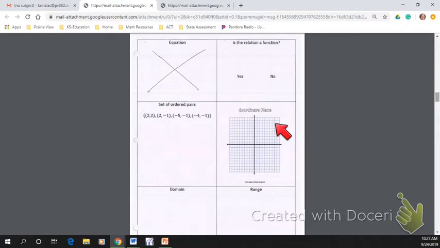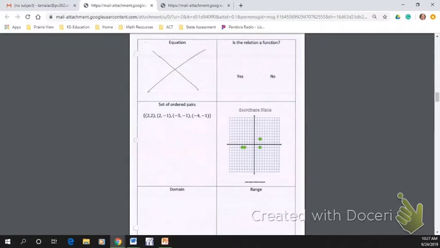Okay, well, 2, 2 is right here. Just draw where all those points are. My pen does not like to make little circles. It thinks I'm trying to do something else. So there's 2, 2. 2, -1, -5, -1, and -4, -1. So there's my 4 dots.